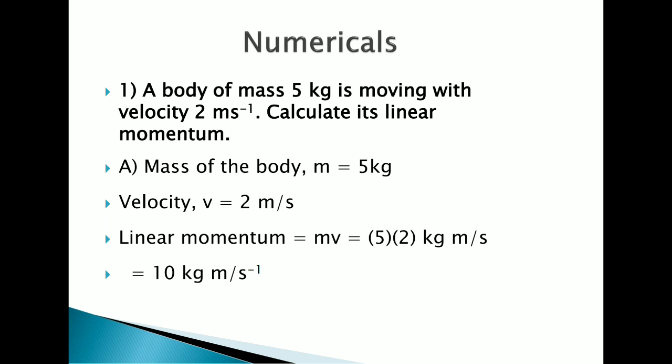Mass of the body m is equal to 5 kg. Velocity is 2 meter per second. Linear momentum is mass into velocity. Mass is 5 and velocity is 2. So 5 2s are 10 kg meter per second.